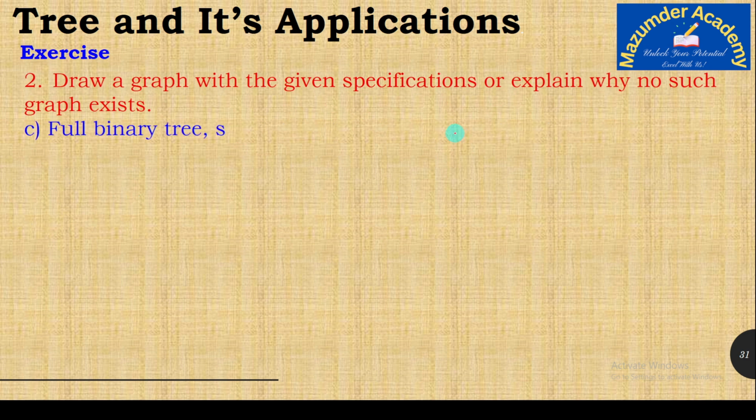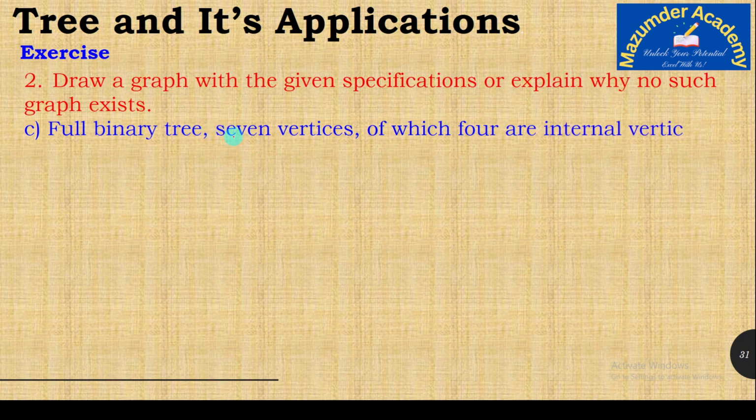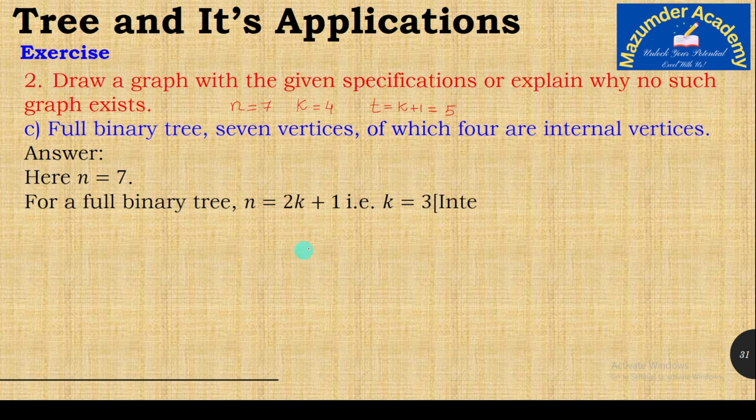Next question is a full binary tree with 7 vertices, so that means n equal to 7, of which 4 are internal vertices, so k equal to 4, therefore number of terminal vertices will be k plus 1, that is t is 5. So the answer is here n equal to 7. For a full binary tree, n equal to 2k plus 1, that is k equal to 3 internal vertices. So if n equal to 7, then the rule is for a full binary tree n equal to 2k plus 1, that is k must be 3, but in the question it is given k 4. They are telling that total number of vertices 7, and it is a full binary tree where 4 internal vertices.